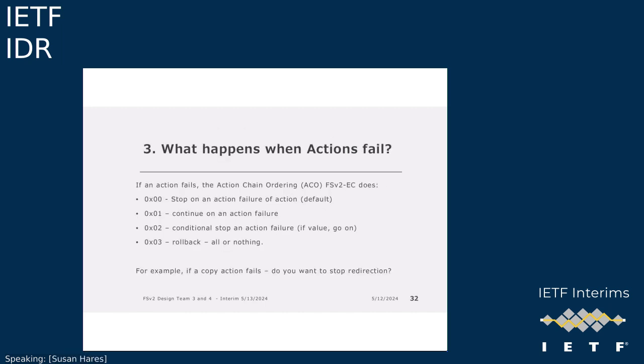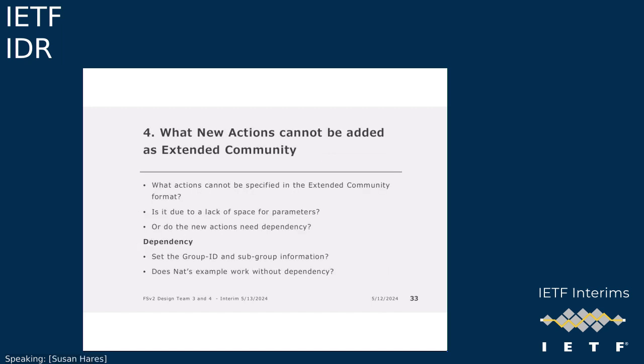Okay. I think we've gone through the action failure. I've given you some examples of some actions that can't be added by extended communities. One of the things I've seen in the proposals is lack of space for parameters and dependencies. Dependencies is a very complex concept that is saying I want to do action one, and then if it succeeds, I want to do action two. But if it fails, I want to go to action four.